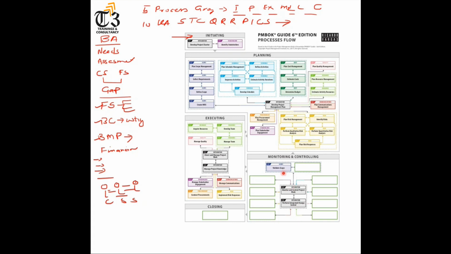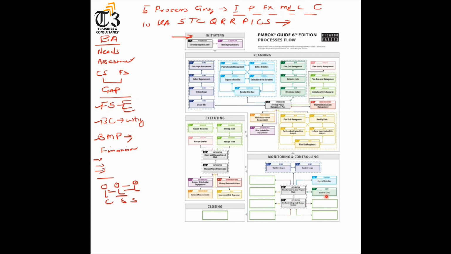So while monitoring and controlling, we will validate the scope, which means we will get the acceptance. We will control the scope to avoid gold plating or scope creep. We will control the schedule to keep it on track. And for that, we can use crashing or fast tracking. Crashing means adding resources. Fast tracking means doing the activities in parallel.